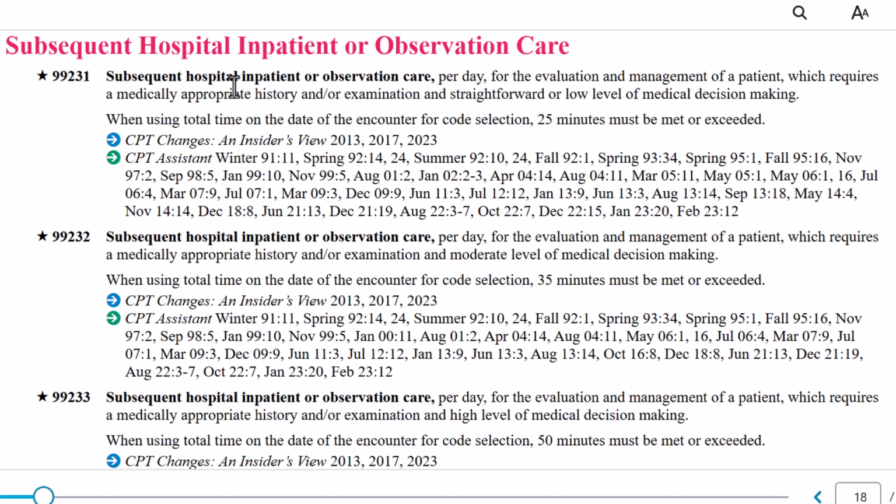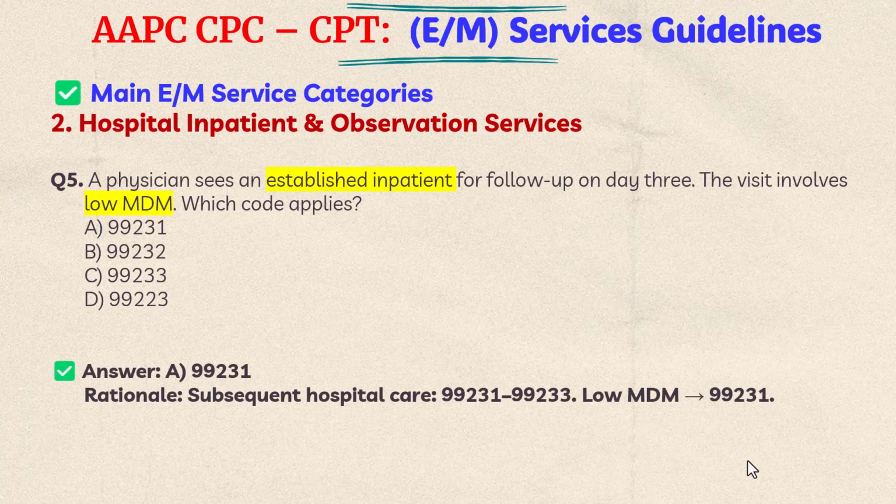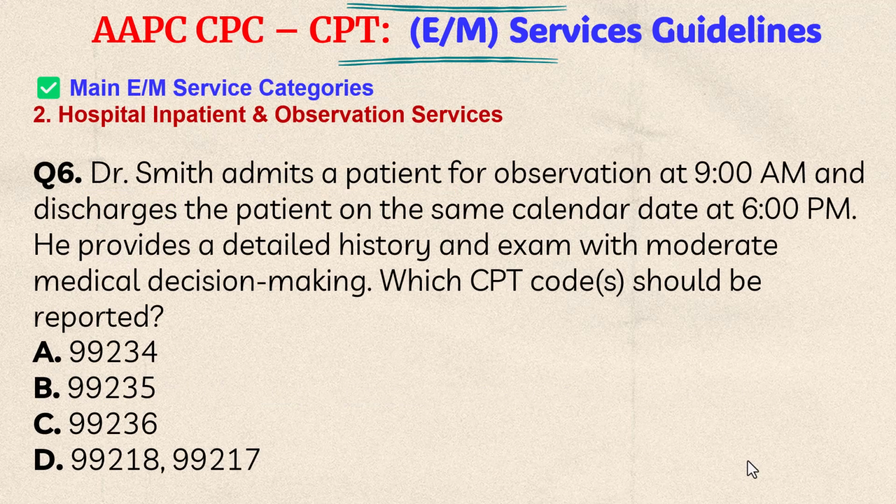99231 is subsequent hospital inpatient and observation care per day for the evaluation and management of a patient which requires medically appropriate history and examination and straightforward or low level of medical decision making. So in our case, it is low level. So the correct code will be 99231. So the correct answer is A. The rationale is subsequent hospital care with low level of medical decision making. Okay, let's go to the next question.